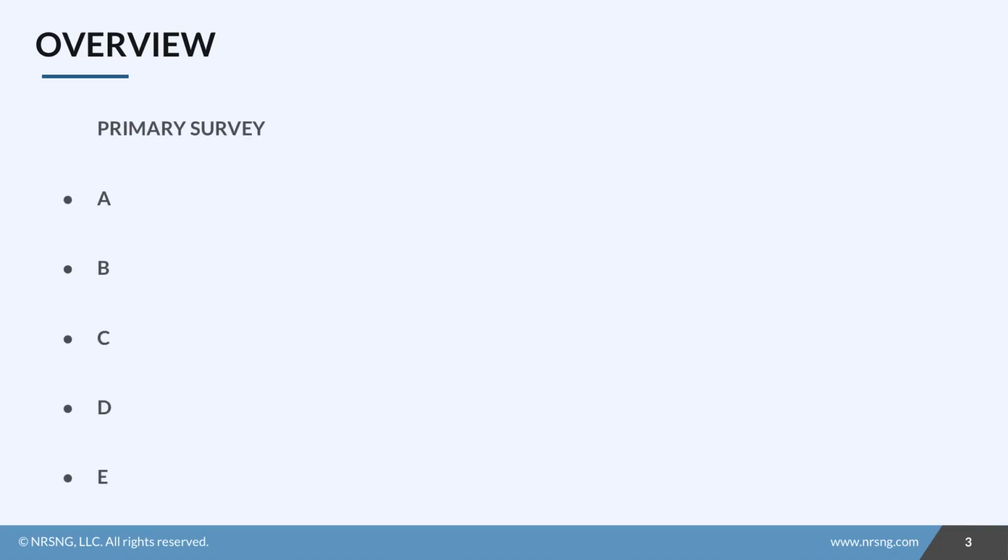So, the easiest way to remember the steps of the trauma survey is by using the A to I mnemonic. The initial survey, it's broken down into the primary and the secondary survey. And the primary survey consists of A for airway, B for breathing, C for circulation, D for disability, and E for expose or environmental control.